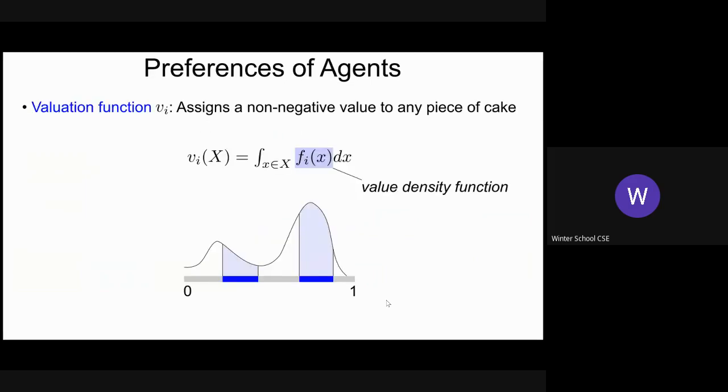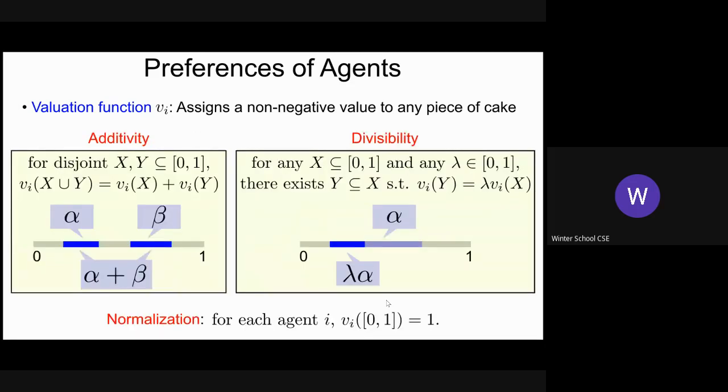So what we are asking for is, for any fixed agent i, the value of everything is 1. It's not saying that my value for my piece plus your value for your piece is 1. We're not saying that, right? This is from a fixed agent i's perspective.